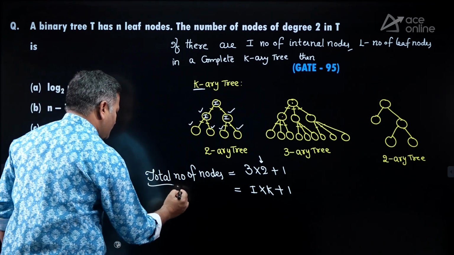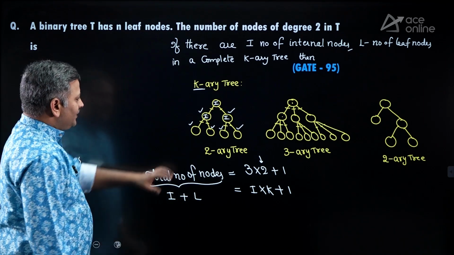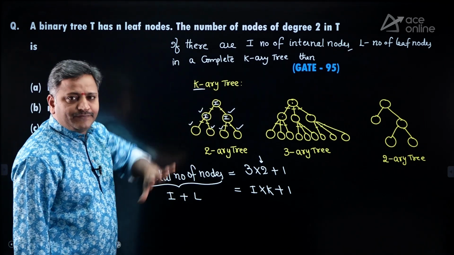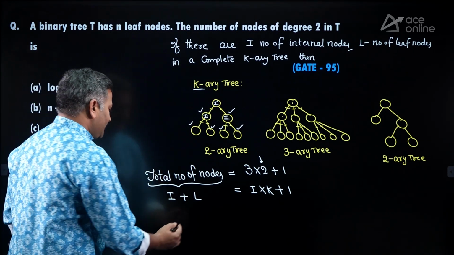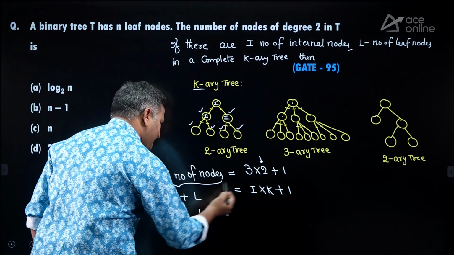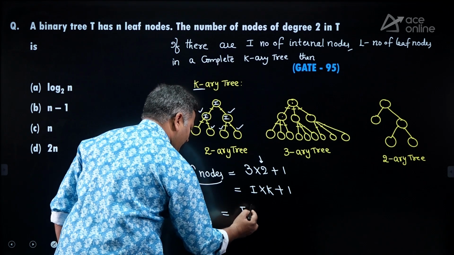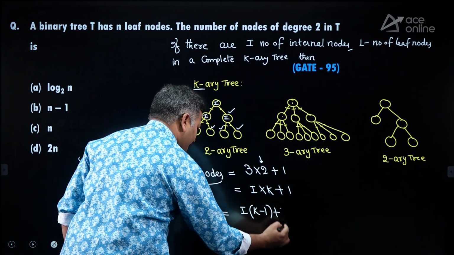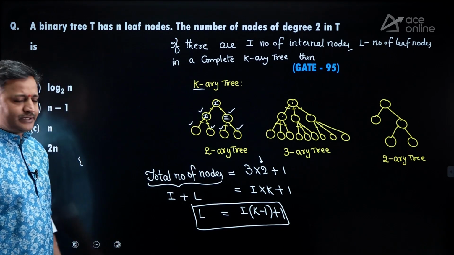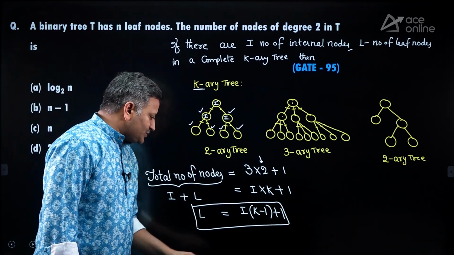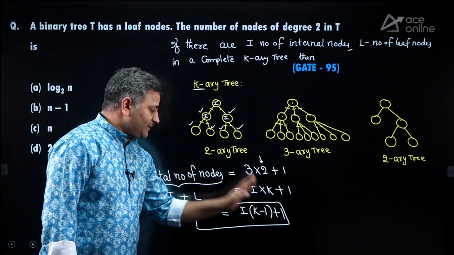Actually, the total number of nodes we can also write as the number of internal nodes plus the number of leaf nodes. I want to make the relationship between leaf nodes, internal nodes and K-ary values. Therefore, the number of leaf nodes is equal to, by bringing I to that side and taking I as common, I into K minus 1 plus 1. This is the most important relation, useful for solving many problems. So the number of leaf nodes equals the number of internal nodes into K minus 1, where K stands for K-ary tree, plus 1.